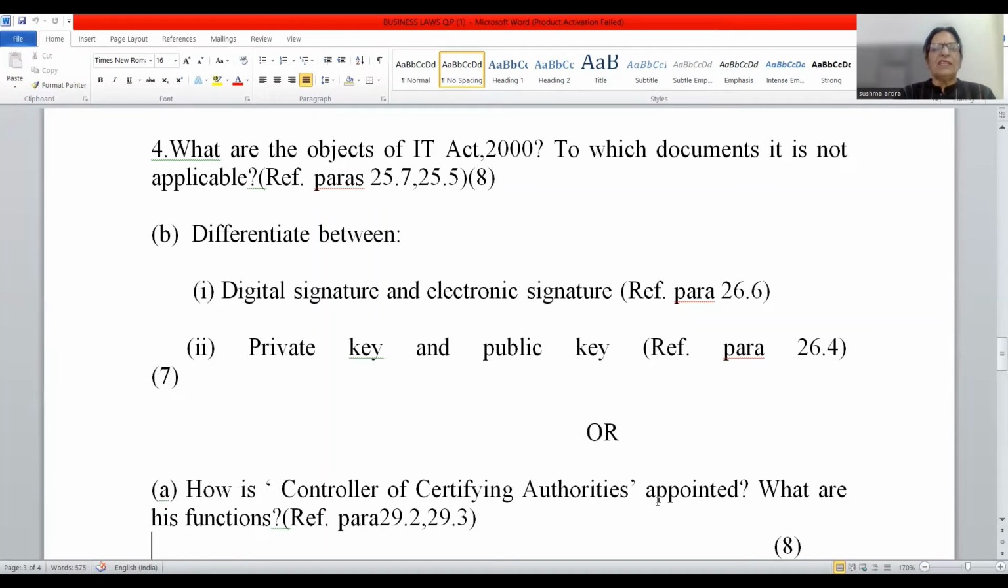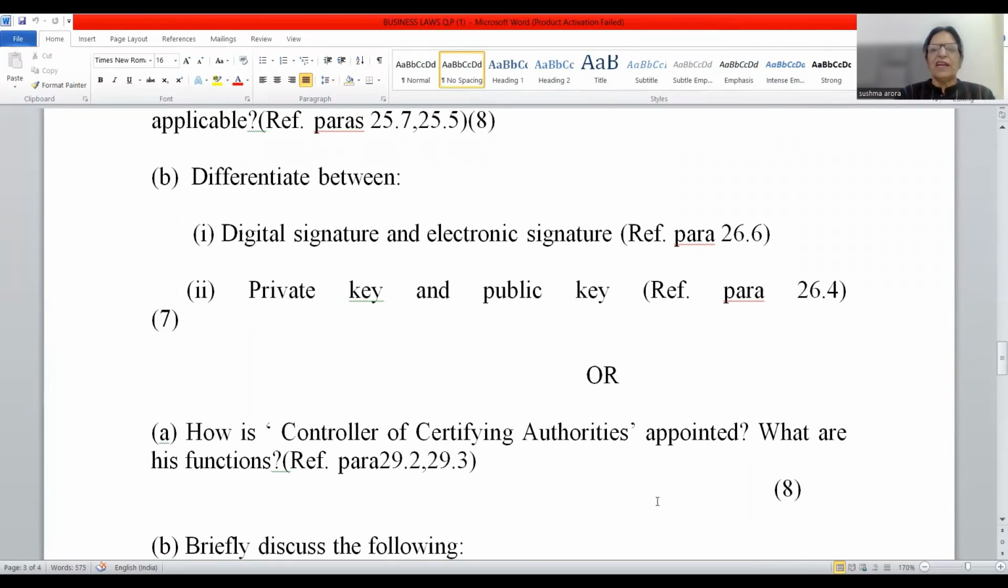Okay, which is internationally recognized. 5 points of distinction you should write in the tabular form. Private key and public key. Again, distinction in the tabular form.